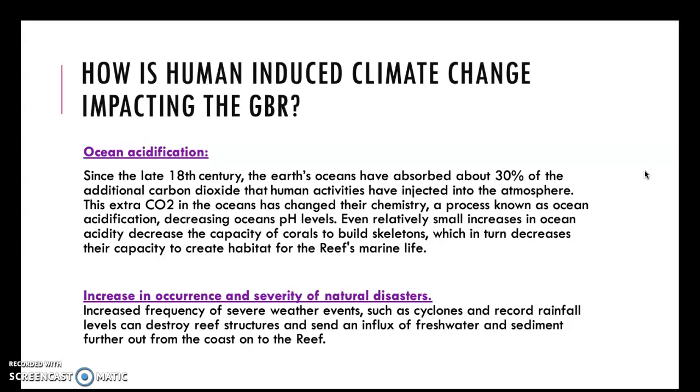So this is changing the pH level of the water itself. We get the creation of what's called carbonic acid, where that carbon dioxide bonds with the water and decreases the pH, making it acidic. So even really small changes in acidity can impact the coral reef negatively.